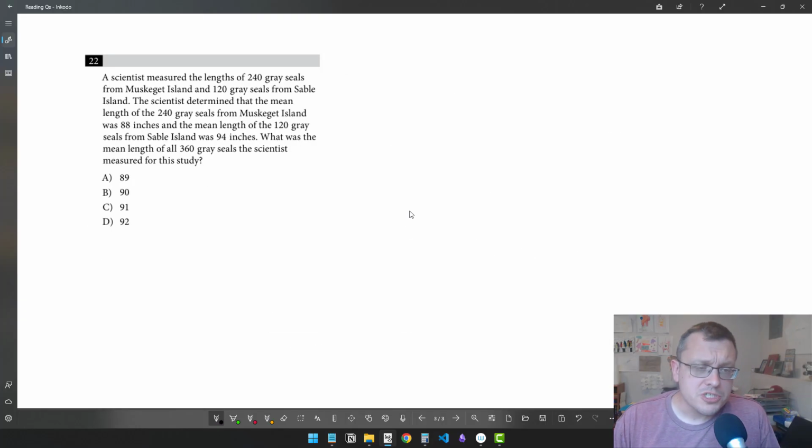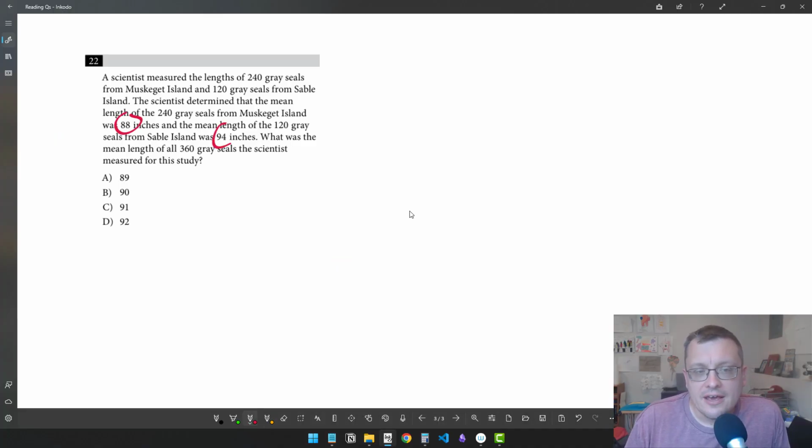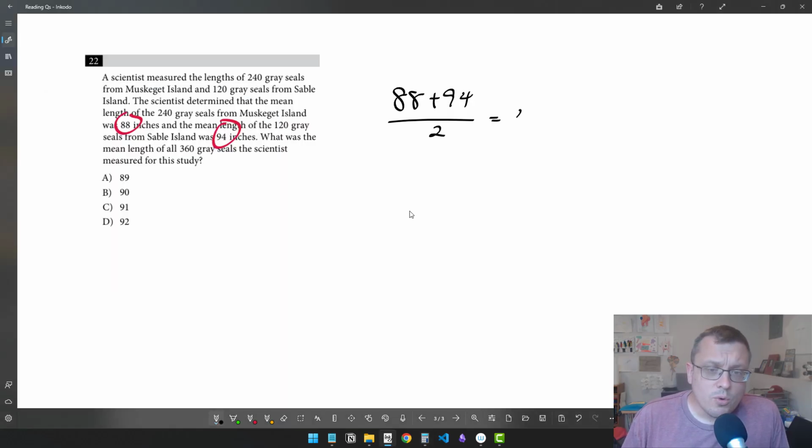The typical approach that someone might take if they get this one wrong is to try to average the averages. It seems tempting that if the average of one group is 88 and the average of the other group is 94, I could just add the 88 and the 94 together and divide by 2. Can I just average those averages? Well, I would do that and I get 91, which unfortunately for us would be choice C, but I can't do that. And I think when we look at the previous approach, we see why we can't.